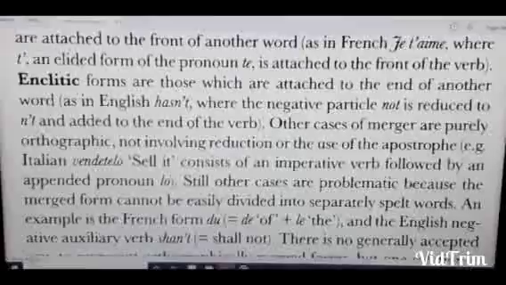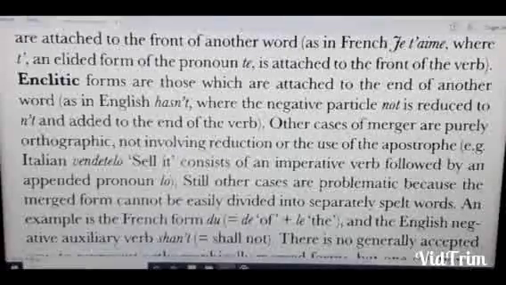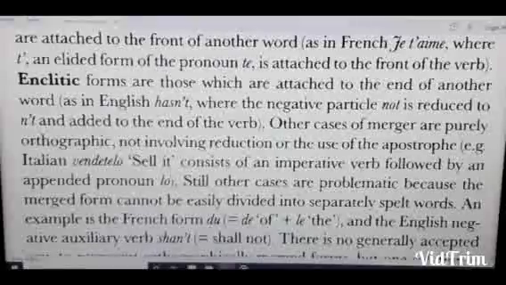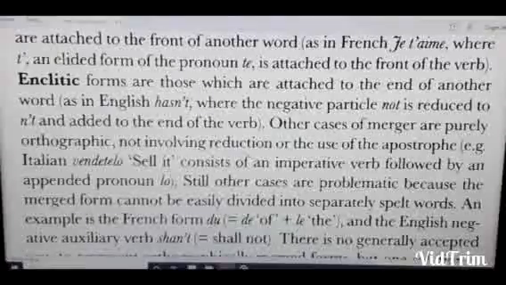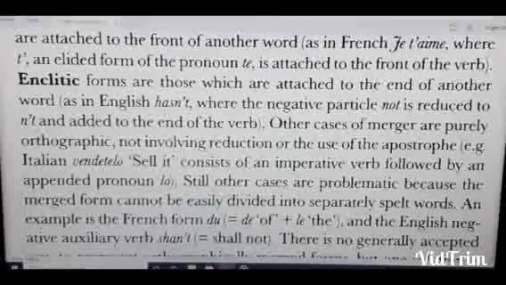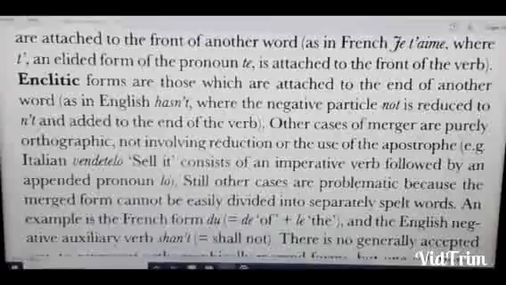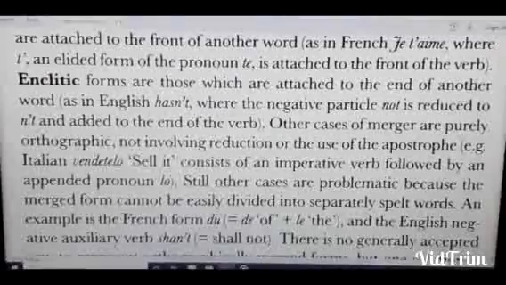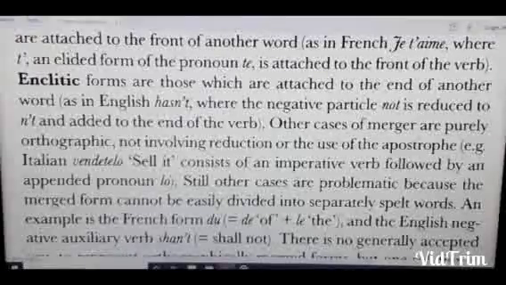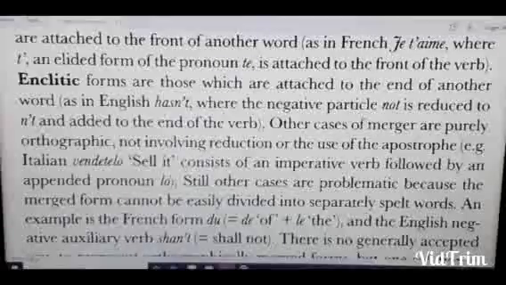Other cases of merger are purely orthographic, not involving reduction or the use of the apostrophe. Example, Italian vendetelo, "sell it", consists of an imperative verb followed by an appended pronoun lo. Still other cases are problematic because the merged form cannot be easily divided into separately spelled words. An example is the French form du, where de plus le, "of the", and the English negative auxiliary verb shan't, which is shall not.